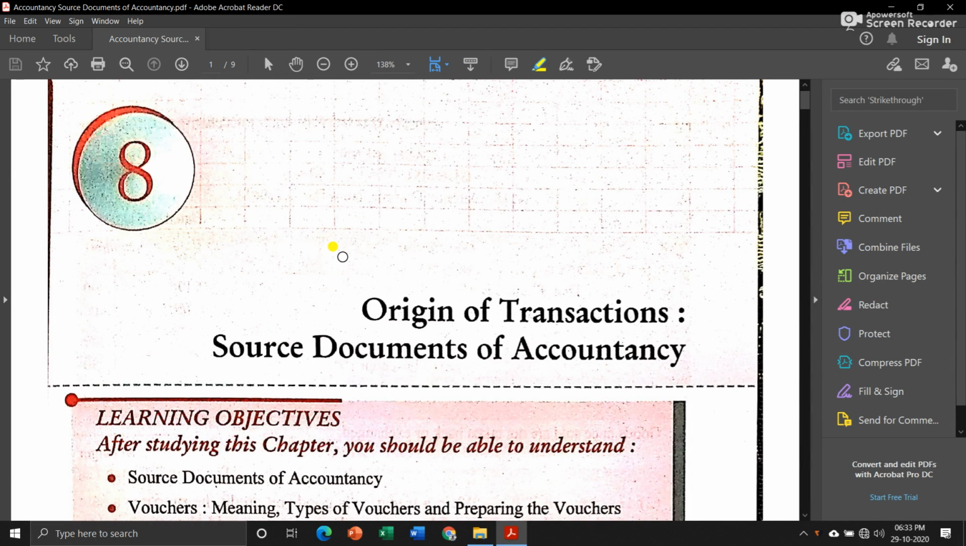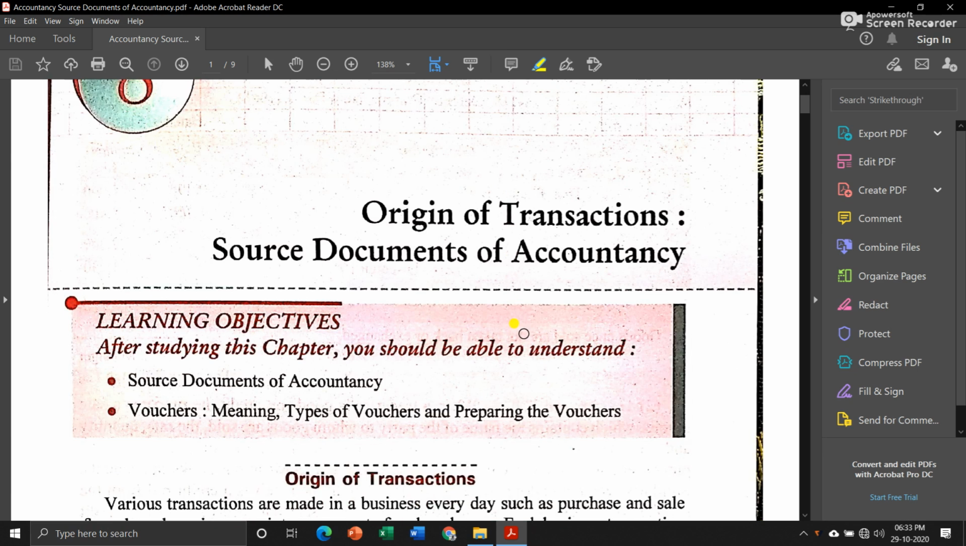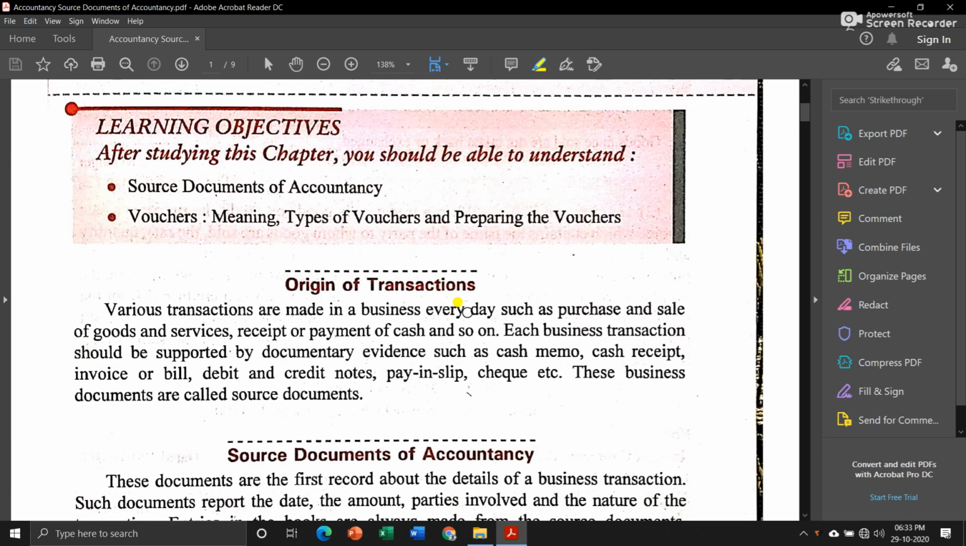Hello everyone, in today's session we will be discussing source documents of accountancy. Now first let us see what is meant by origin of transactions.